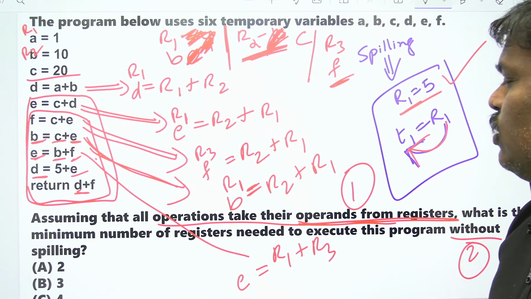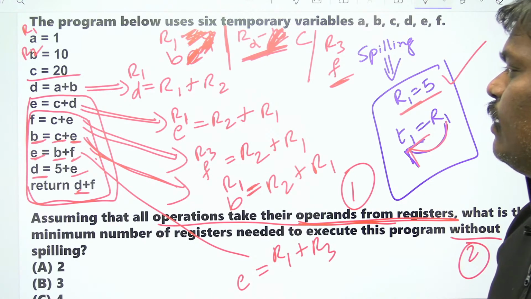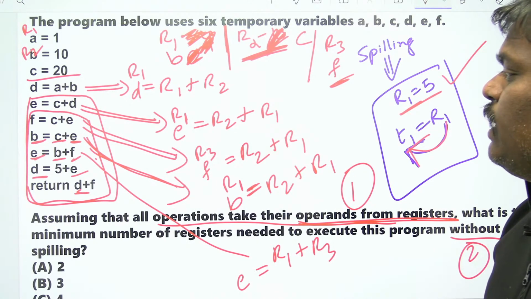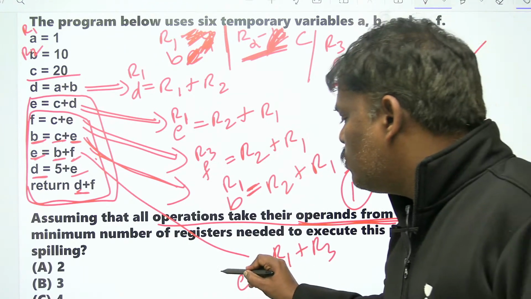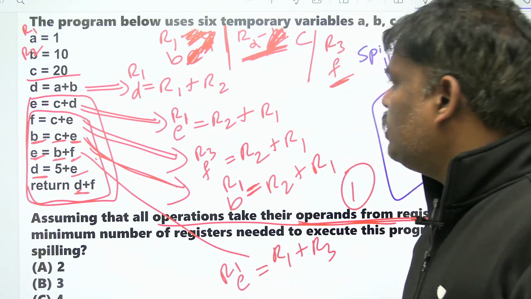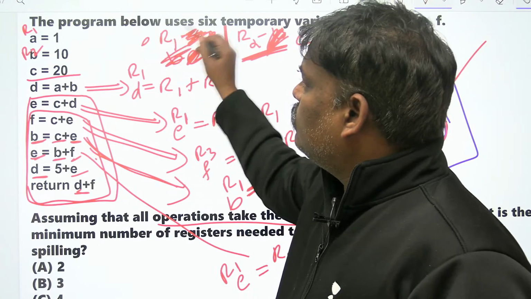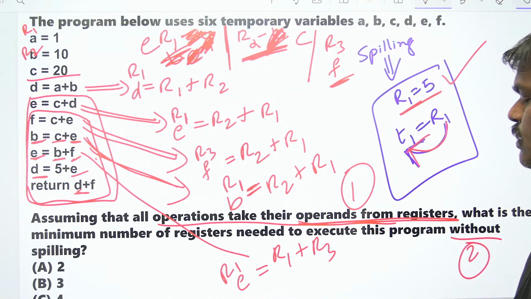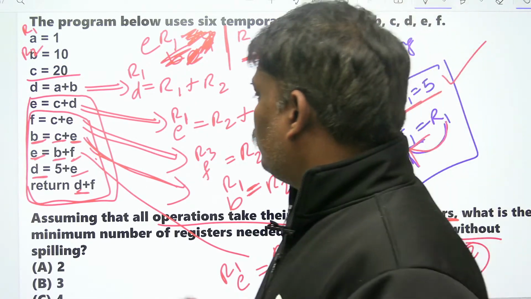Can I use R1 for the purpose of E? Then R1 contains E, but what about B? Is B coming further? No one. Happily you can use it, since it's not coming again. So this is E. No problem. Next one. Can you help me now?